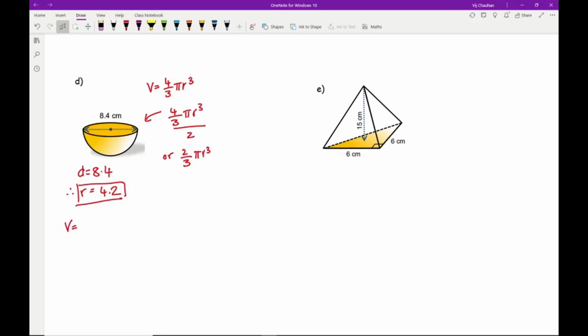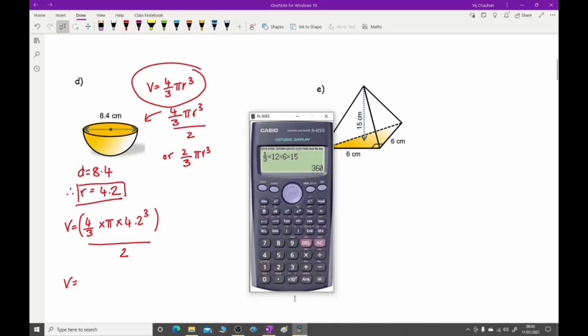So V equals, again, I'm just going to use this formula here and divide it by 2. So here I've got 4 over 3 times pi times 4.2 cubed, and I'm going to divide that all by 2. When you divide by 2, I probably recommend that you do the top first. If you try and enter all of this in your calculator, it may look a bit confusing. It should give you the same answer as long as you've entered it correctly, but there's no harm in taking things slow. So let's load up the calculator.